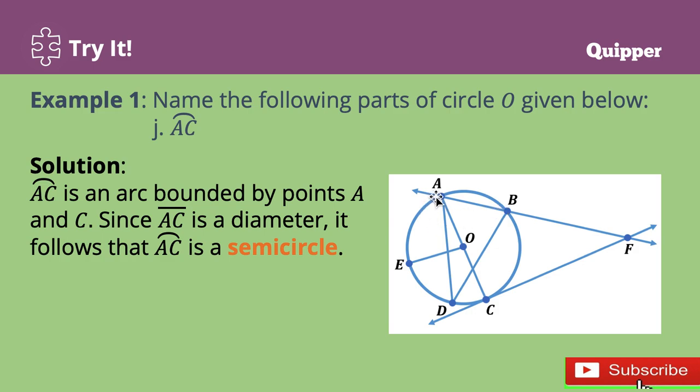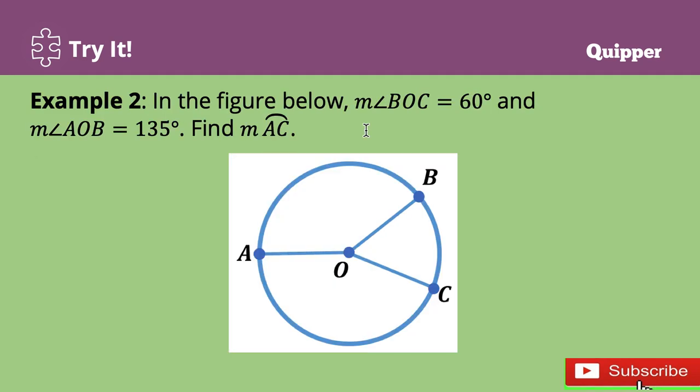Lastly, we have arc AC. Arc AC is bounded by points A and C. Since arc AC or line segment AC is a diameter, it follows that arc AC is a semicircle. Example number 2. In the figure below, measure of angle BOC is equal to 60 degrees and measure of angle AOB is equal to 135 degrees. Find the measure of arc AC.